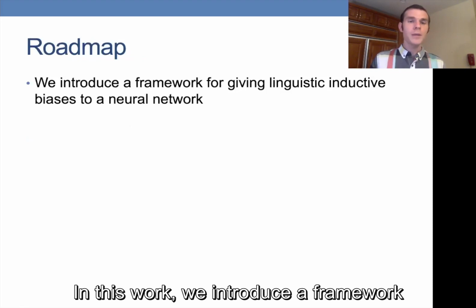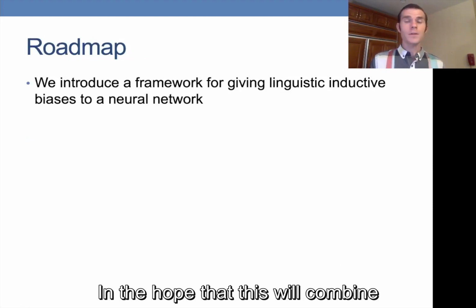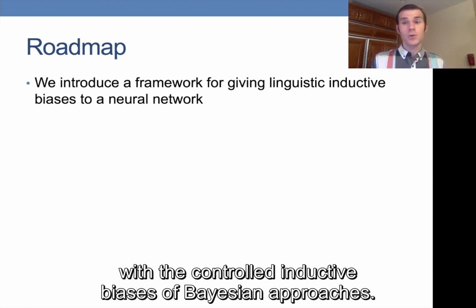In this work, we introduce a framework for giving linguistic inductive biases to a neural network, in the hope that this will combine the power of neural networks with the controlled inductive biases of Bayesian approaches.